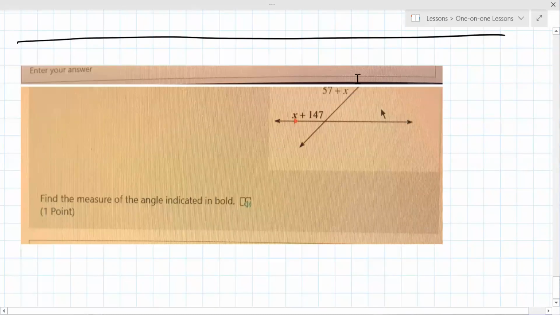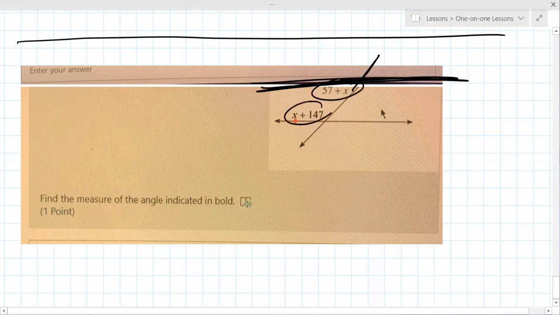Okay, we're missing the top half of this, but there's a line here. These are on the same side of the transversal. They're consecutive, which means they're right next to each other, one and then the other. Do these add up to something or are they equal? They add up. In fact, they add up to 180.